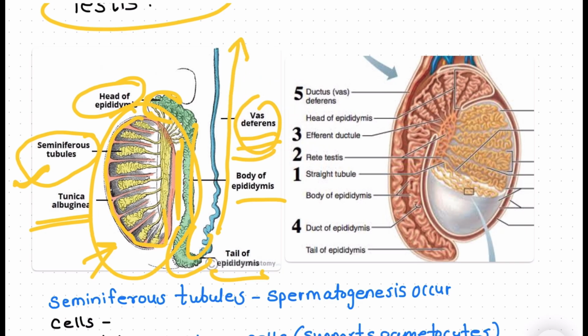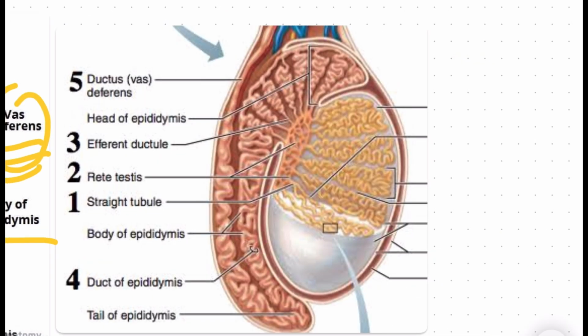Inside the testis, the main function is production of sperms. After that, they go towards the vas deferens, and the vas deferens will carry them. Then the semen, the fluid, will be added as it goes further. The prostatic glands and seminal glands will add their secretions and then it will form semen. And this is a microstructure.